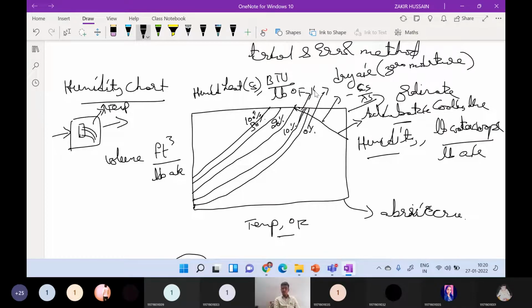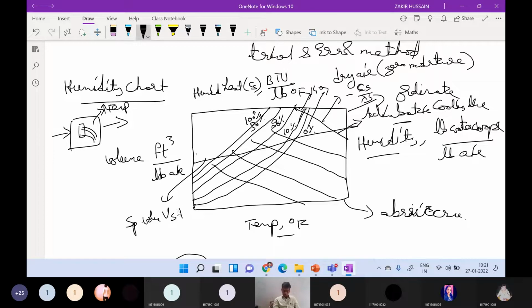So this is at, for example, 140 degrees and at 135 degrees, then 135, then 120, 125, like this n number of adiabatic saturation lines will be there. And there will be the specific volume, that is the volume of your dry air, versus temperature.